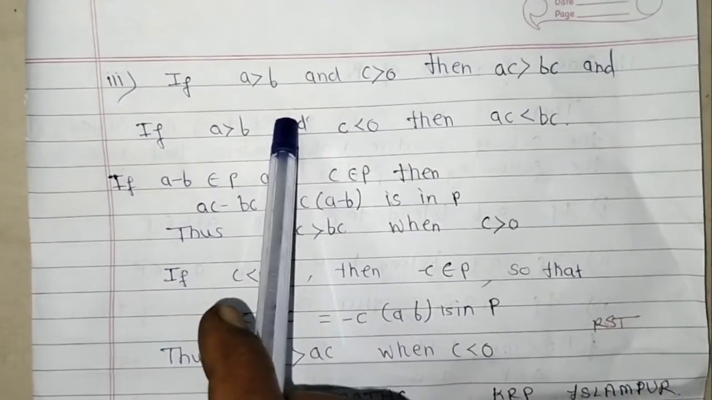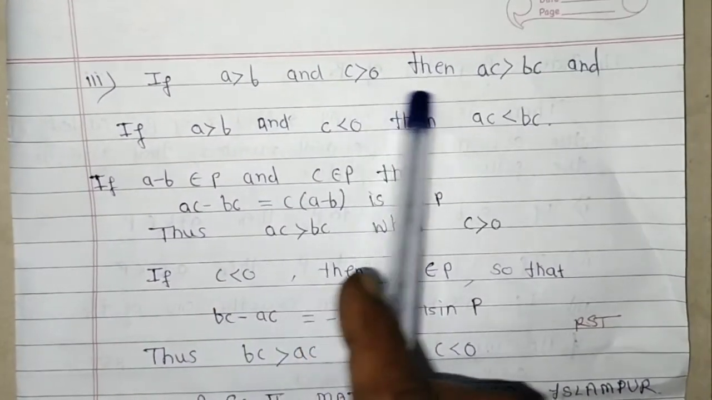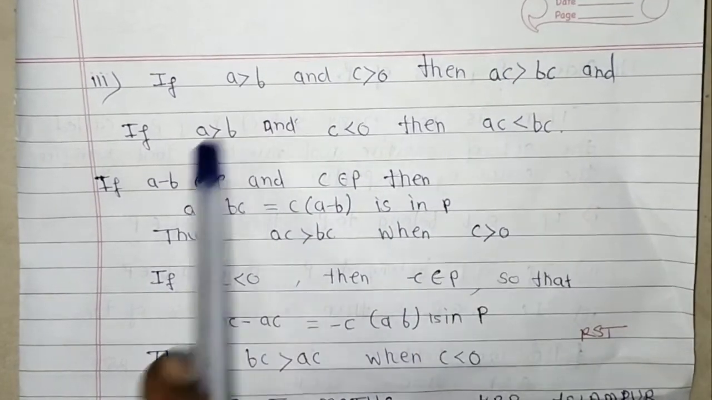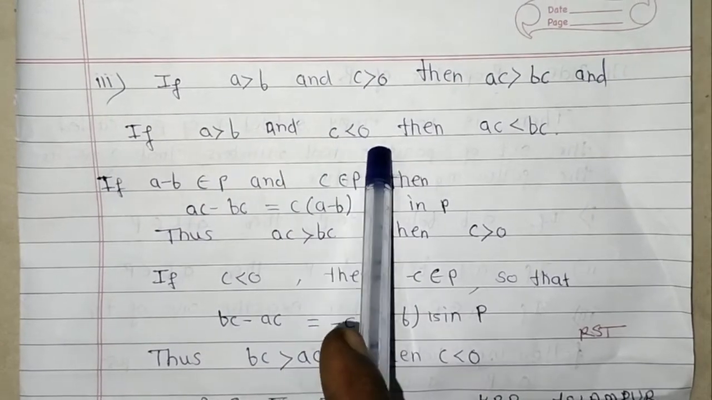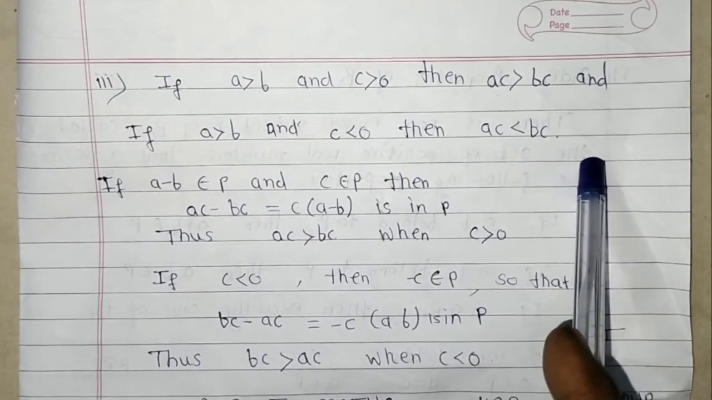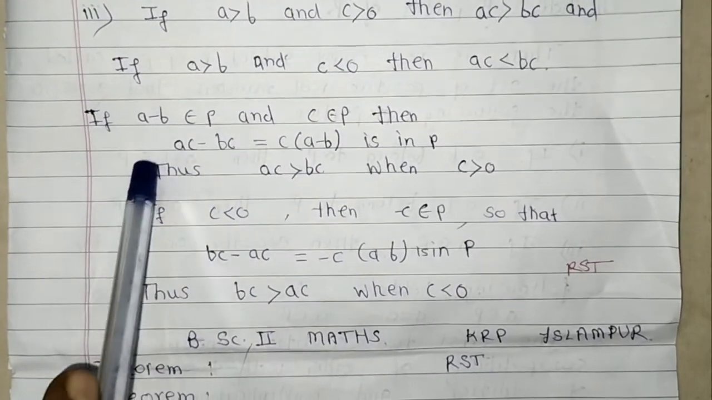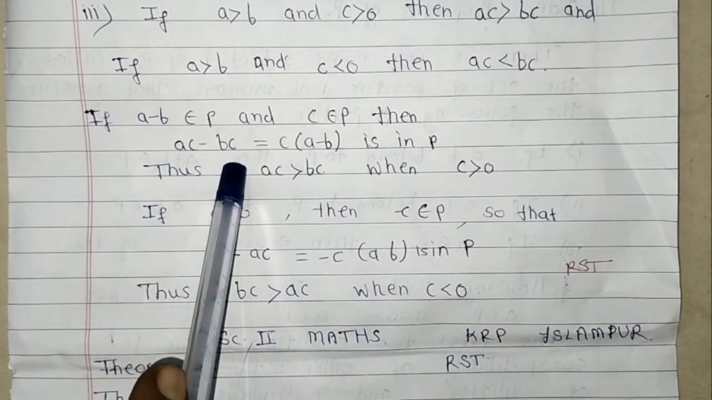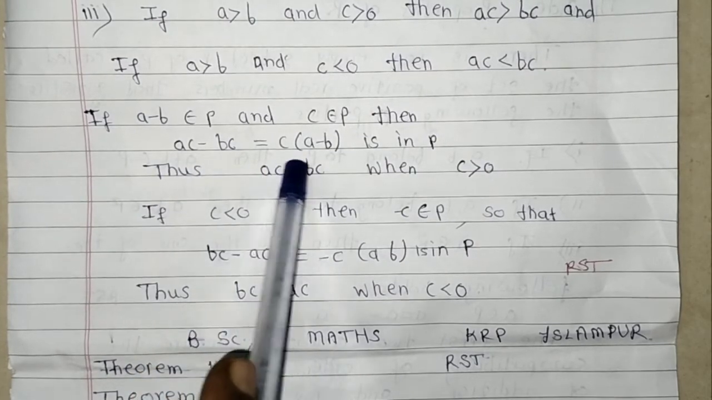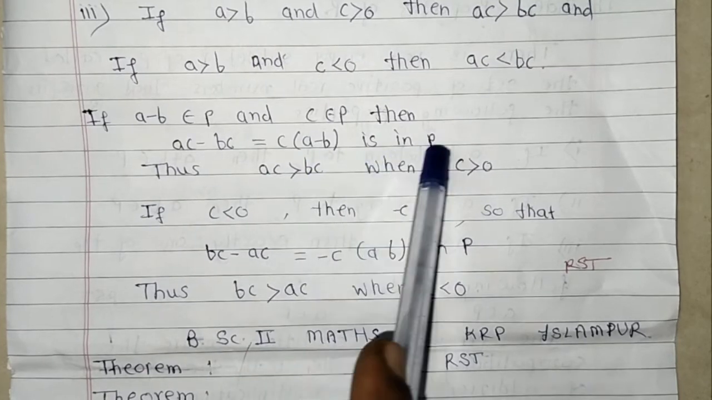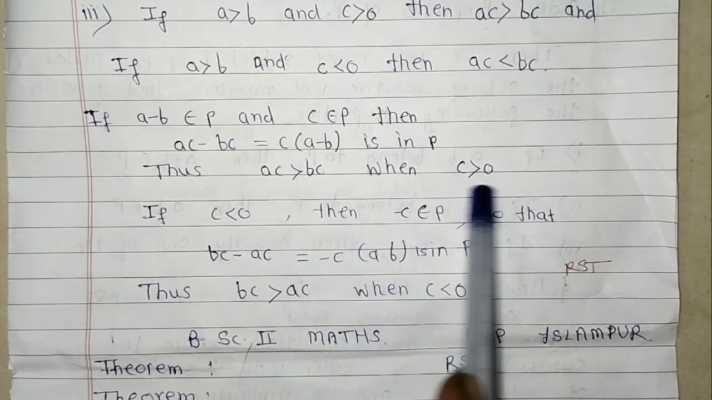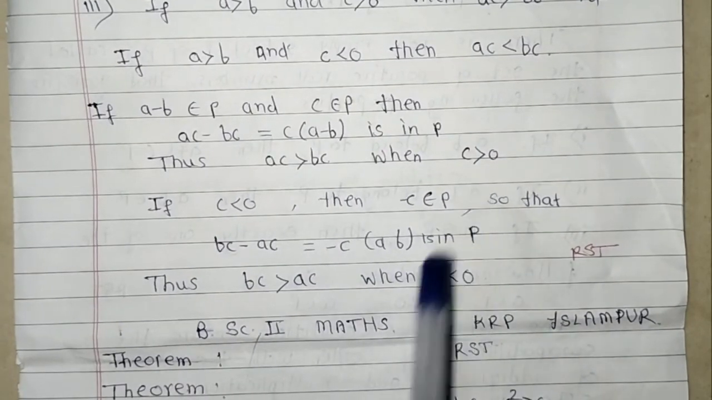The third property is, if A is greater than B and C is greater than 0, then AC is greater than BC. And if A is greater than B and C is less than 0, then AC is less than BC. If A minus B belongs to P and C belongs to P, then AC minus BC equal to C into bracket A minus B is in P. Thus, AC is greater than BC when C is greater than 0.